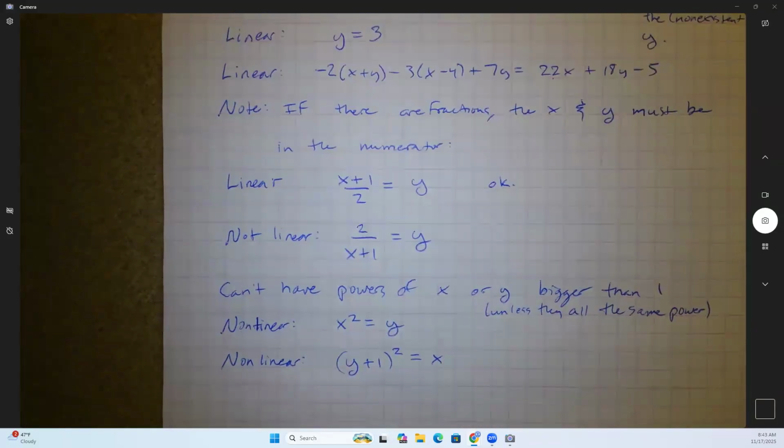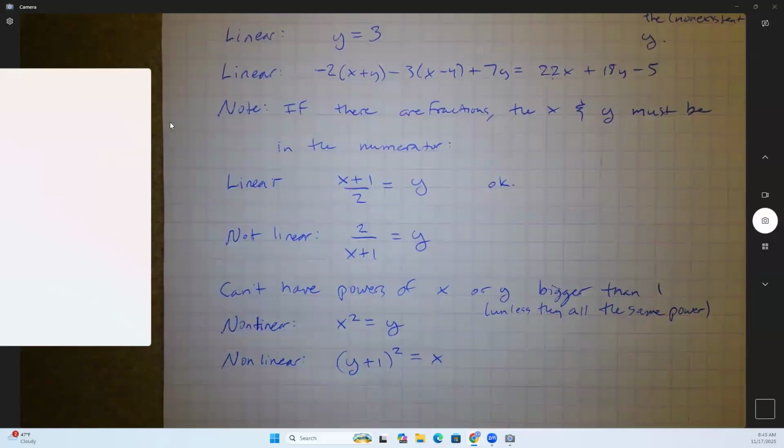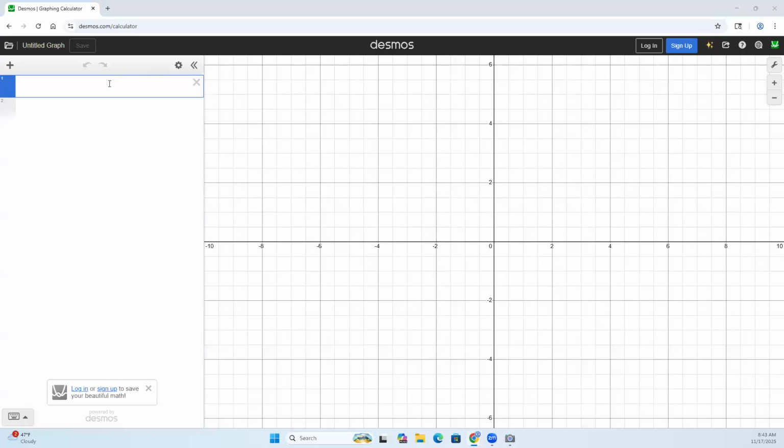If ever you wonder, am I looking at something that's linear or not? You can use a graphing calculator. I recommend Desmos. The first one I wrote down was y equals x plus 2. Yep, that's a straight line. And the next one I wrote down was 2x plus 5y equals 10. Yep, that's a straight line. And then I wrote x equals 2. That's the vertical line.